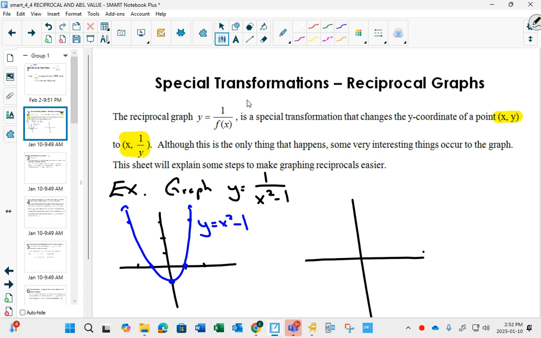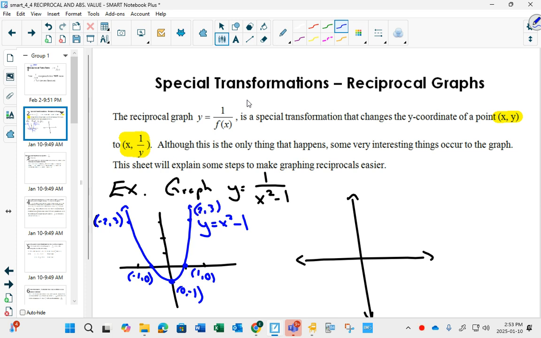And our new idea, using the simple rule, says you just have to take a point and change the y value to 1 over y. That's the only rule, and then draw the graph. So I'm going to take 5 points on here. I've got negative 2, comma 3. I've got negative 1, comma 0. I've got 0, comma negative 1. I've got 1, comma 0. And I've got 2, comma 3.